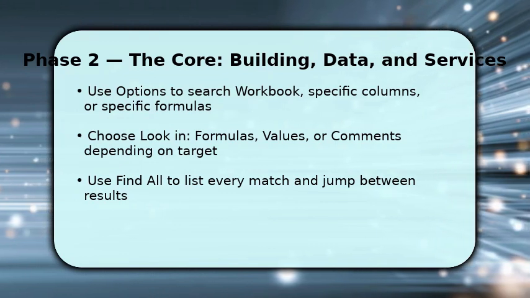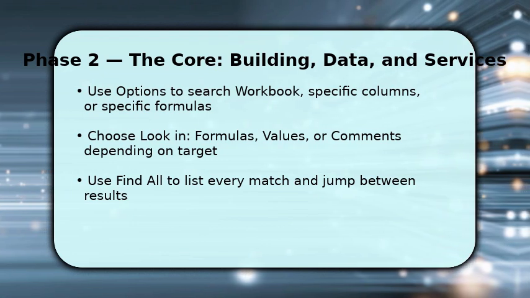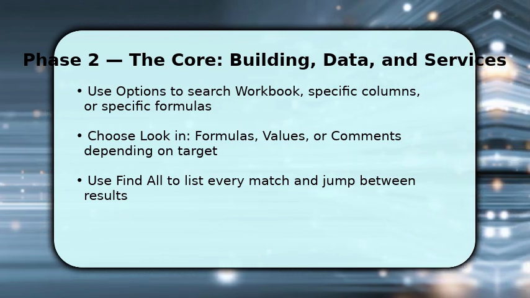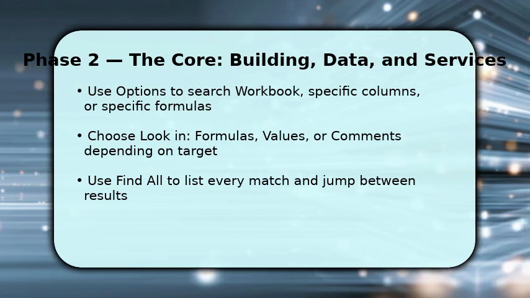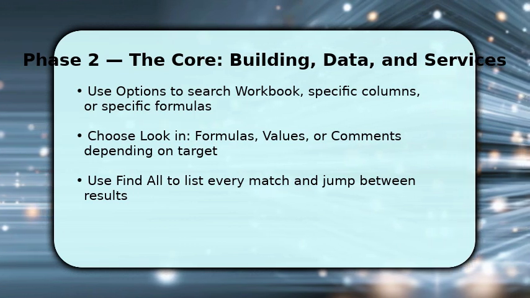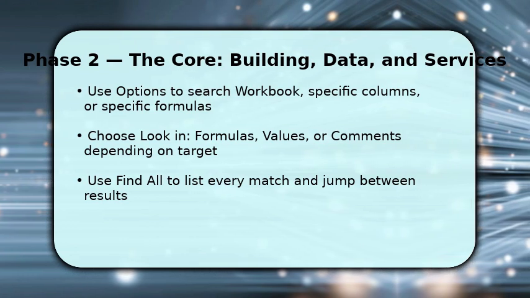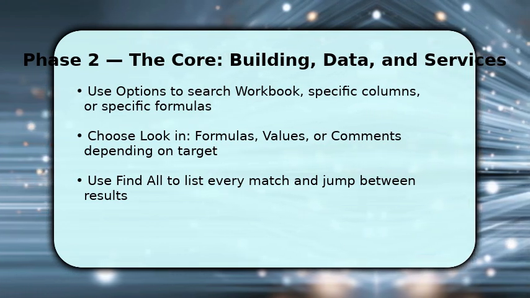Open Options and pick whether to search the current sheet or the entire workbook. This prevents missed matches. Next, choose Look in target: formulas, values, or comments. Formulas hold underlying text while values show displayed results, so pick wisely. Click Find All to see every occurrence in a list. You can click any result to jump to its cell.